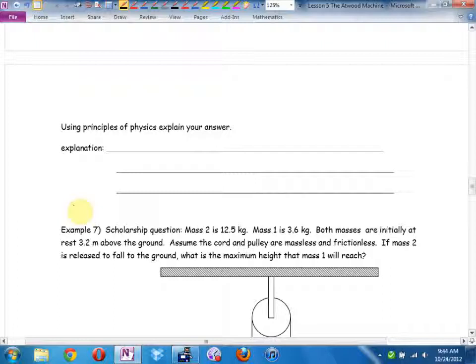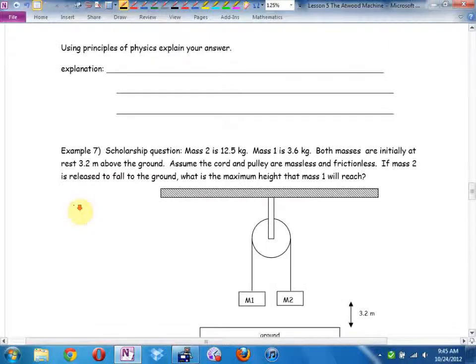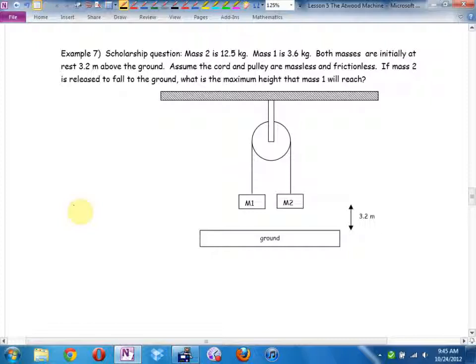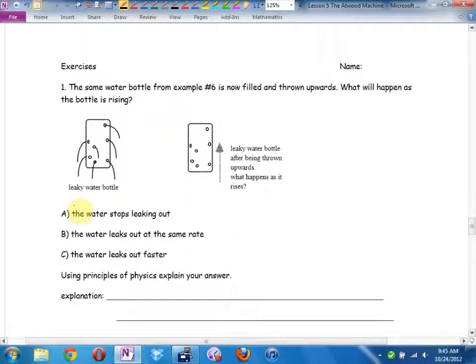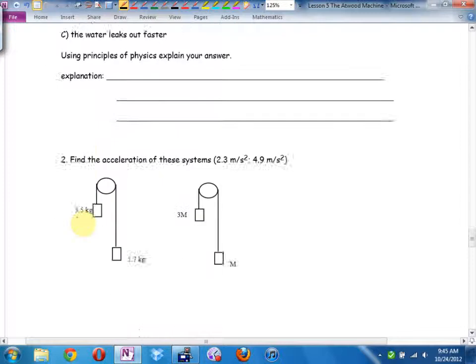So I wrote here, using principles of physics, explain your answer. I think we've done okay. I would do a free body diagram. We've said the same force acts on both, so they're both going to accelerate at the same rate. They both have the same initial velocity. Okay? I would love to do example 7. It's a wonderful nerdy scholarship one, but I've talked almost all of class. We already did number 1. In number 1, I asked, what if it's thrown upwards? We said the water stops leaking out again.